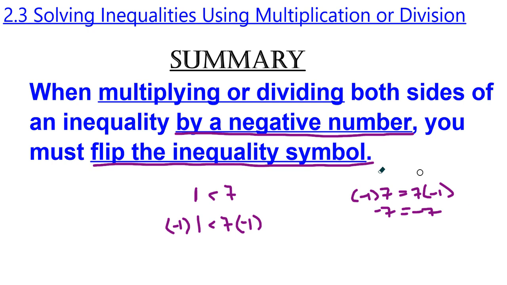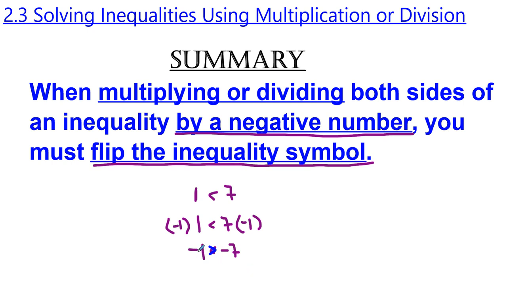But with an inequality, it's a little bit different. If I multiply both sides by a negative number, I get -1 is less than -7. And that's false. The reason that's false is because -1 is closer to 0 than -7. So -1 is actually greater than -7. So if I want to make this statement true, I need to flip my inequality symbol around.